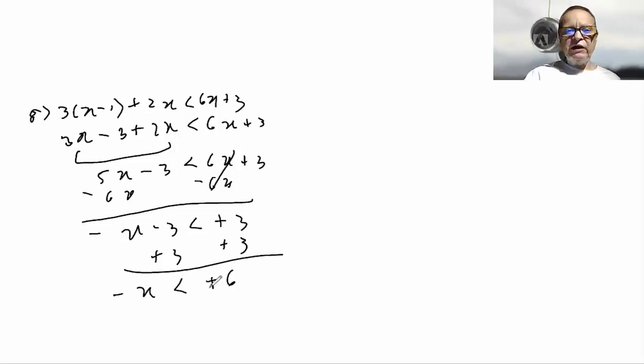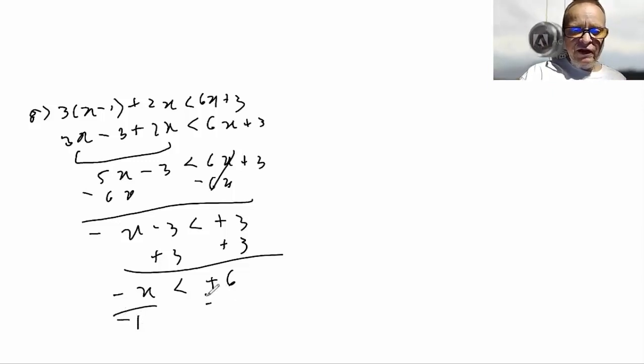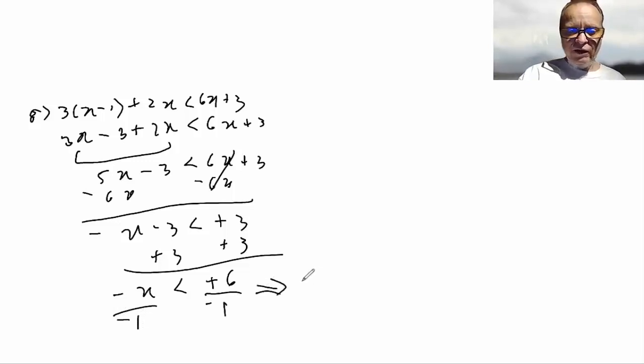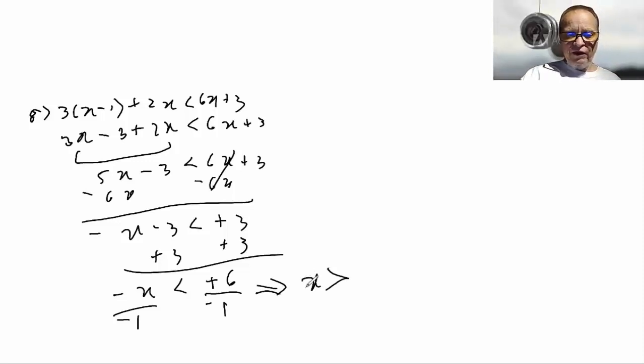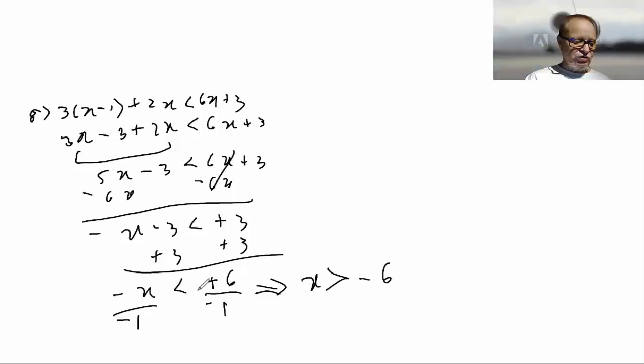And of course I could have solved it by avoiding the negative, but because I want to always make this point about dividing by a negative number, that's what makes inequalities unique, I did it this way. So I'm going to divide by negative 1 on this side and negative 1 on this side. And this implies that we get x is greater than negative 6. So you see how the direction of the inequality changes.